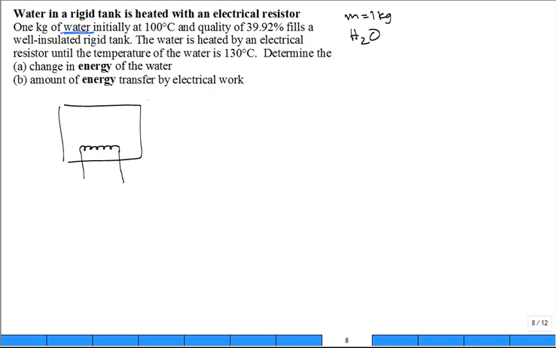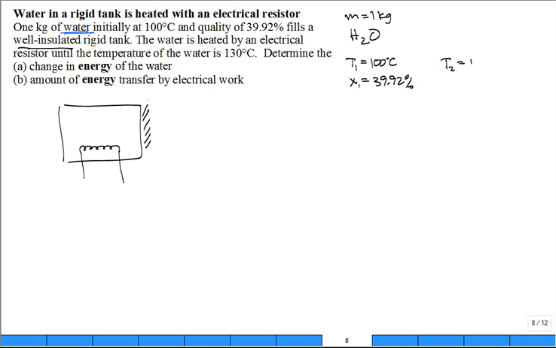Okay? It's initially at 100 degrees C and a quality of 39.92%. So the temperature initial is 100 degrees C and the quality initial is 39.92%. And it fills a well-insulated rigid tank. Well-insulated. What do you think Q is for a well-insulated rigid tank? 0. So the water is heated by an electric resistor until the temperature of the water is 130 degrees C.